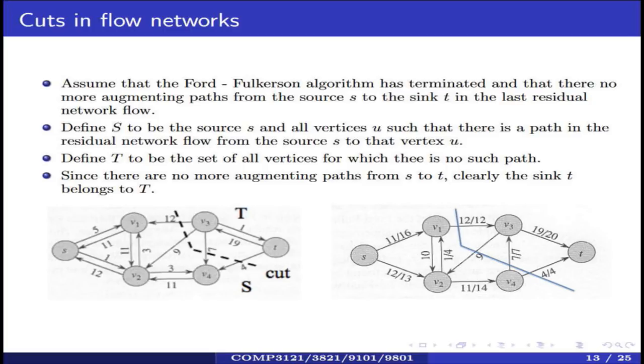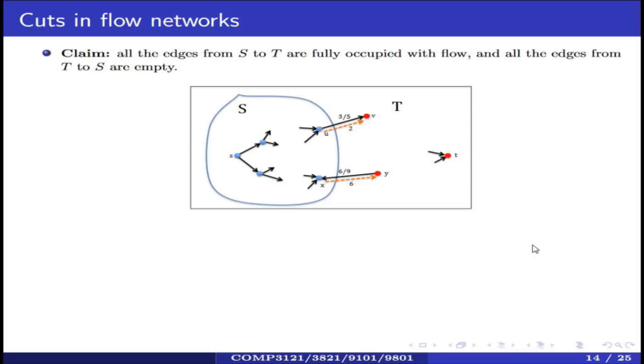augmenting paths. So now all the vertices that are reachable will belong to the left-hand side, and all the vertices that are not reachable will belong to the T part of the other side of the cut. So now we are going to show that the flow through this network must precisely be equal to the capacity of the minimal cut, right? So why is that so?